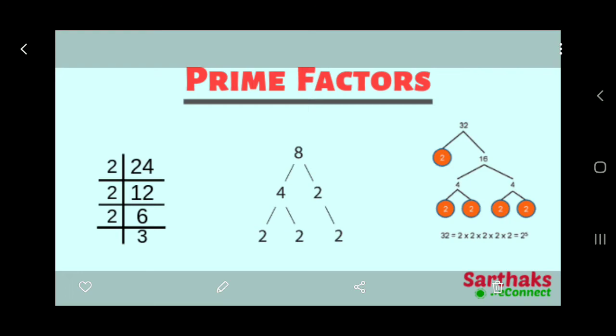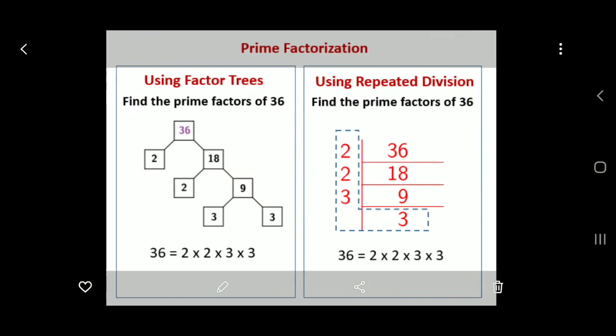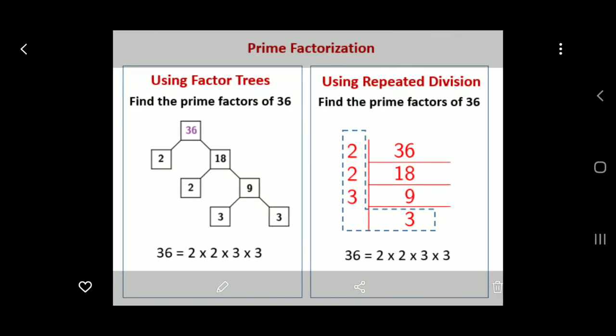We are using only primes as factors. So this method is called prime factorization. So there are two ways of prime factorization. One is the factor tree, and another one is the method we have just done.